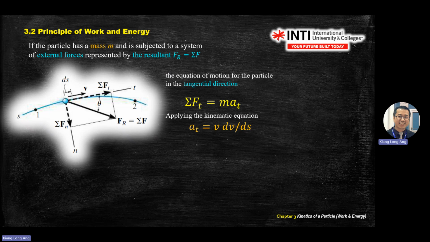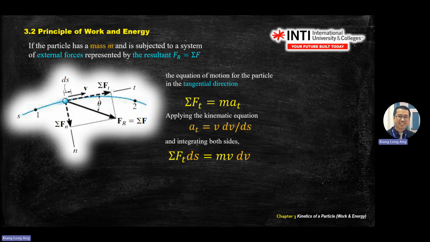Then you continue to integrate. You pull this one, substitute dt inside here, then you move your ds to the other side. So you'll get f ds equal to mv dv.